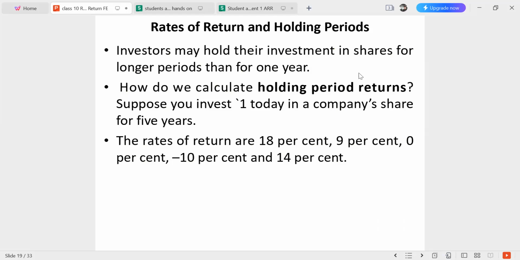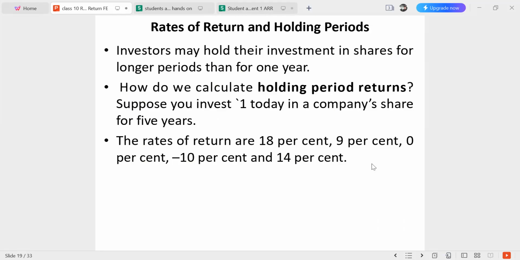Suppose you are not selling the share at the end of the particular year. In that case, your rate of return will be different. That will depend upon your holding period, how many years more you are holding that. For example, here say the investor is holding the share for longer than 1 year. Then how are you going to calculate the holding period return? Suppose you invested rupees 1 today in a company share for 5 years.